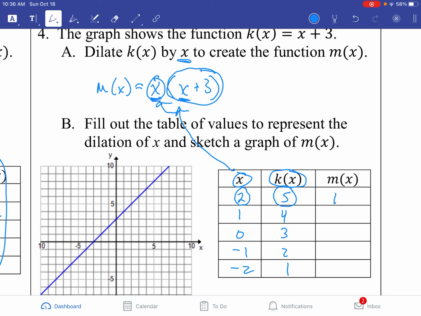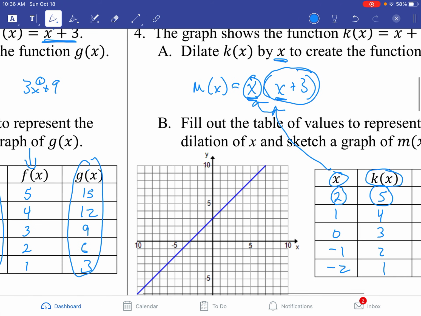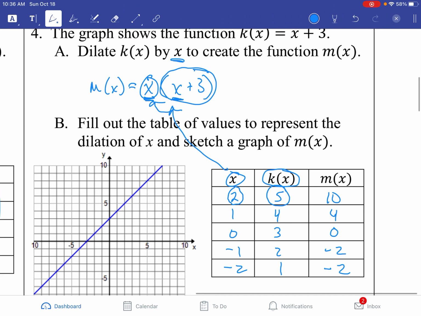Okay, so we have 2 times 5 is 10, 1 times 4 is 4, 0 times 3 is 0, negative 1 times 2 is negative 2, and negative 2 times positive 1 is also negative 2. Okay, so doing that is kind of the most complicated thing. All right, in the first one we just multiplied the f of x values by our dilation. We are doing the same thing, but because our dilation is an x, which is found on that first column, we're just multiplying our two values together to give us the third, which would be the m of x.